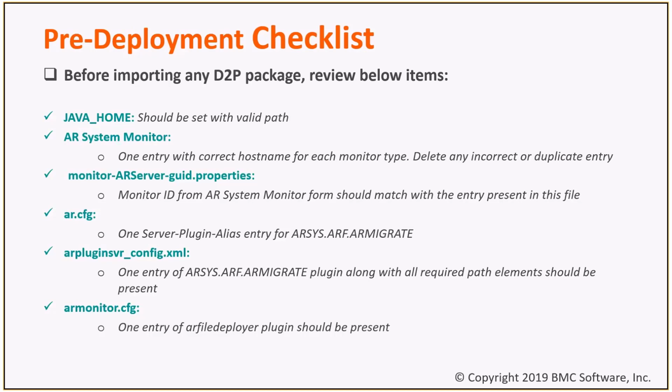Next will be our ar.conf. One plugin server alias entry for the AR migrate plugin should be defined here. In plugin_svr_config.xml, one entry for the same AR migrate plugin along with all required path elements should be present in this file. And the last will be armonitor.conf. One entry of the AR file deployer plugin should be present in this file.